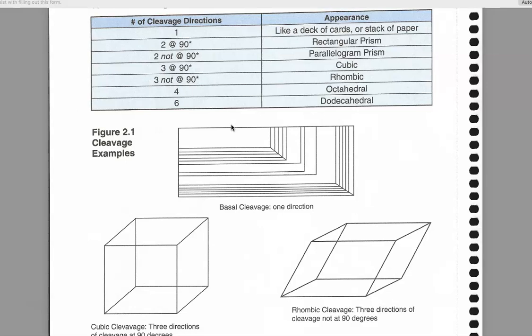Basal is also known as one direction. All right, one plane. And what they're talking about is the top and the bottom. Now, I always overthink this as a student. Maybe you guys are one of those overthinkers as well. I'm like, okay, well, you still got the sides. No, that doesn't count. Well, why doesn't it count? Well, because it's not a plane.